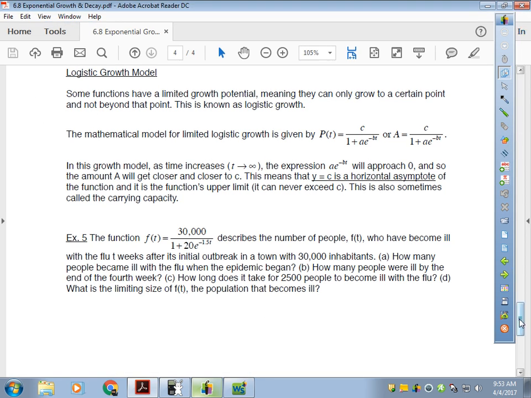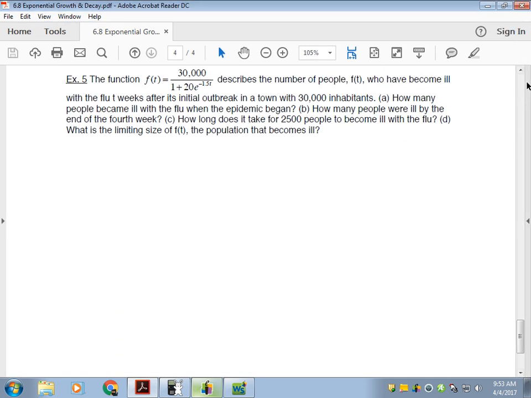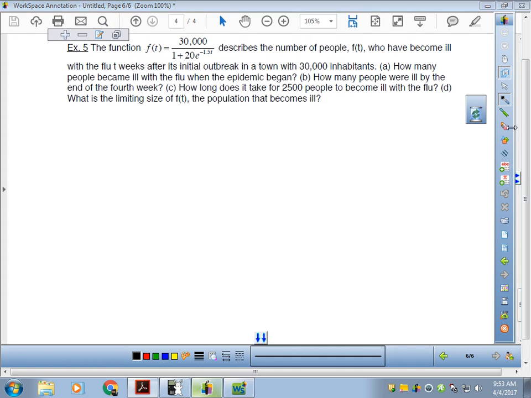So let's look at a logistic growth problem. Example 5 says the function f of t equals 30,000 over 1 plus 20 e to the negative 1.5t describes the number of people f of t who have become ill with the flu t weeks after its initial outbreak in a town with 30,000 inhabitants. Part A asks how many people became ill with the flu when the epidemic began. Well, when the epidemic began, that means we need to go to t equals 0. So we're just going to plug 0 in for our t.